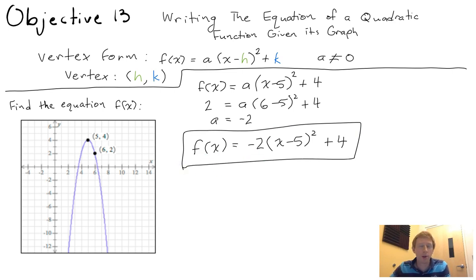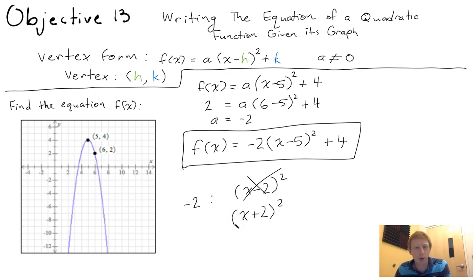This is how you find the equation of a quadratic function given a graph and some coordinate points. If the vertex has a negative x coordinate, don't get confused when you substitute into the vertex form. If the x coordinate of the vertex is negative 2, for example, when you plug this in, it is not x minus 2 squared, but it's actually x plus 2 squared. So don't get confused there.